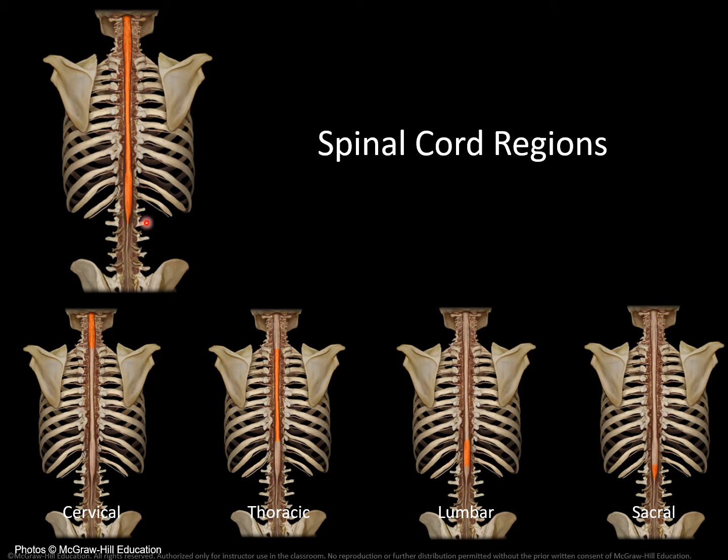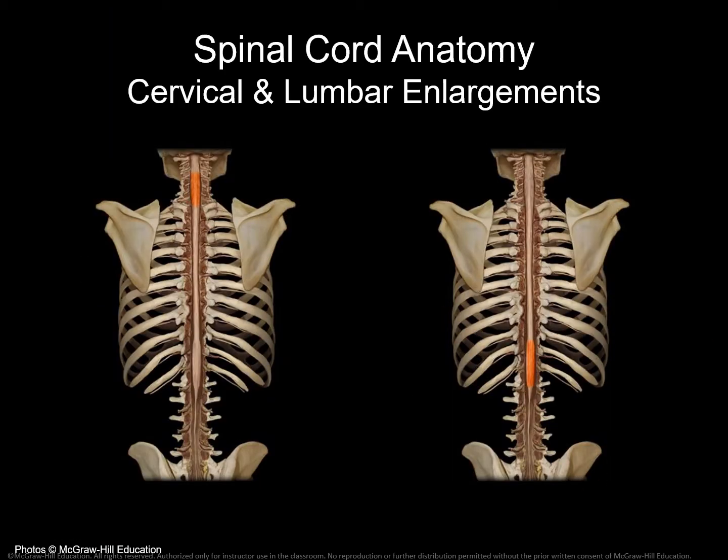Here's your spinal cord, and here are the regions. This is the cervical region. Then you have the thoracic region in here. Here's your lumbar region, and then here's your sacral region. The two enlargements are shown here. This is your cervical enlargement, and this is your lumbar enlargement.